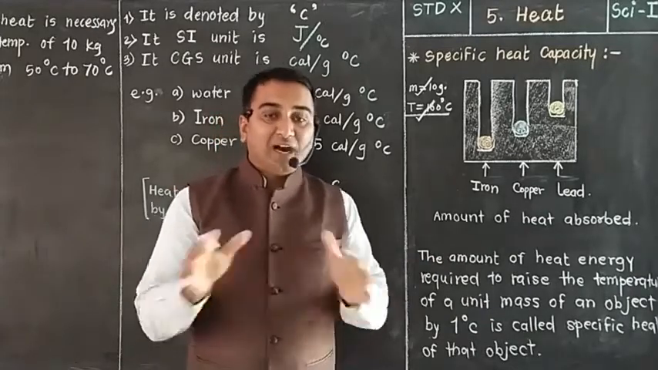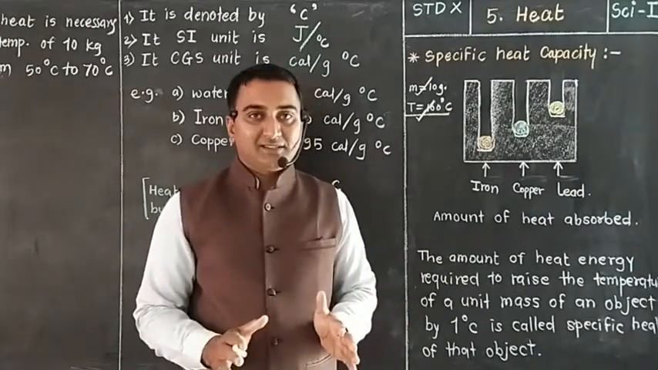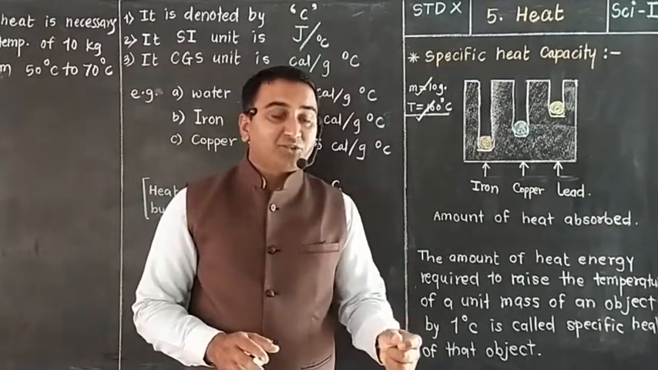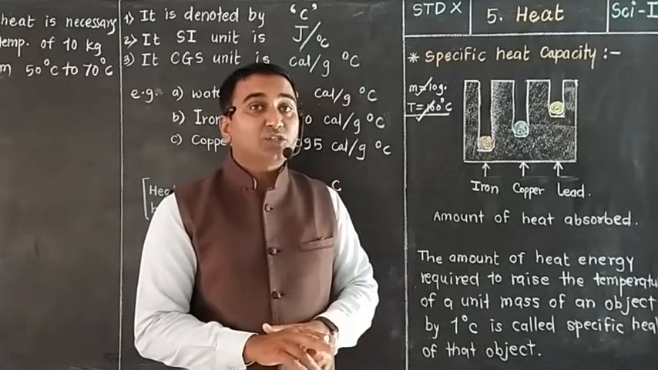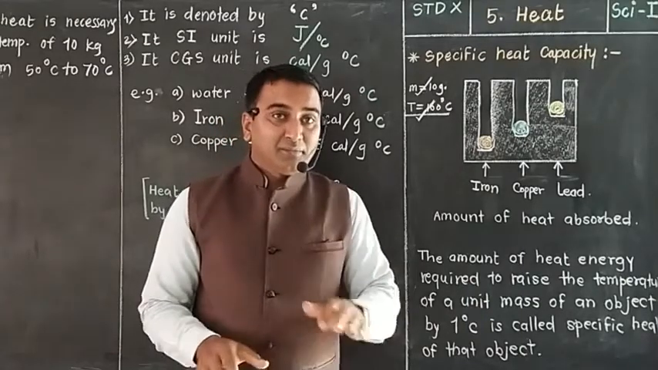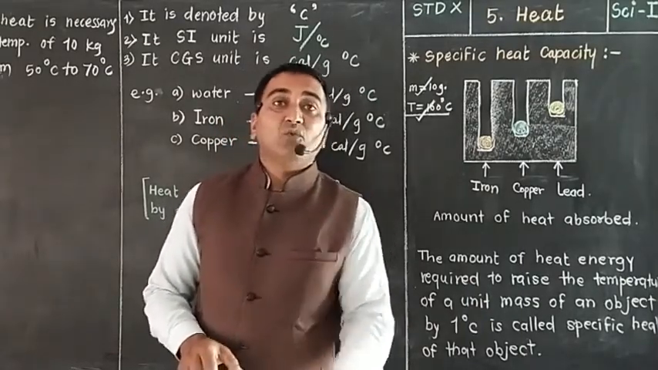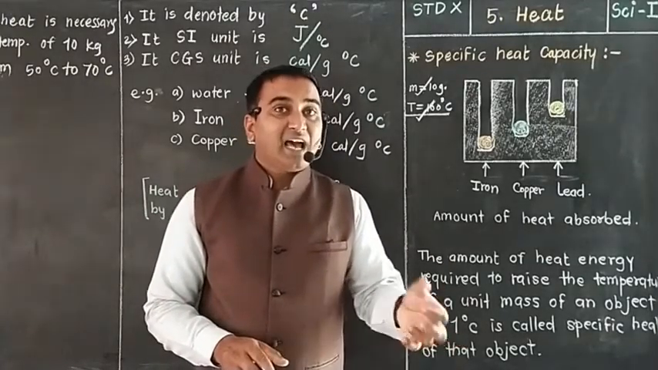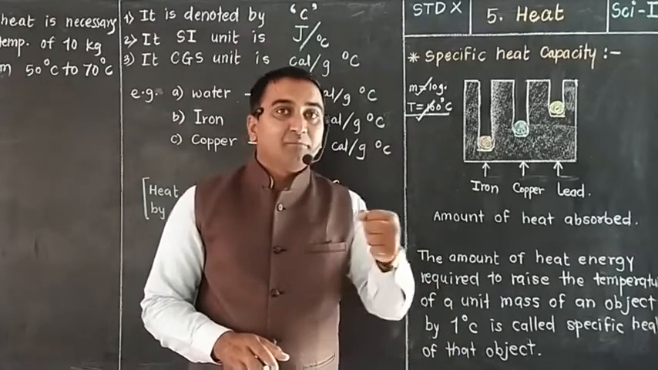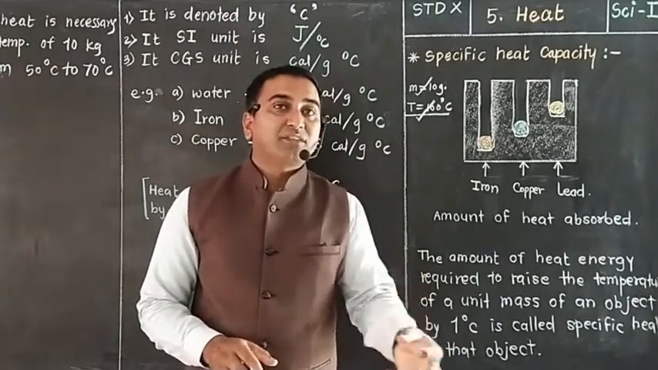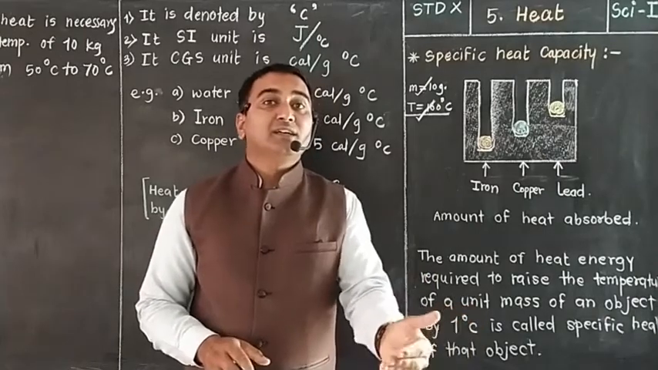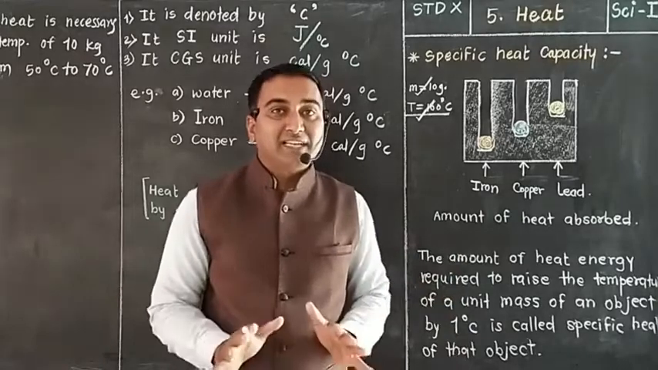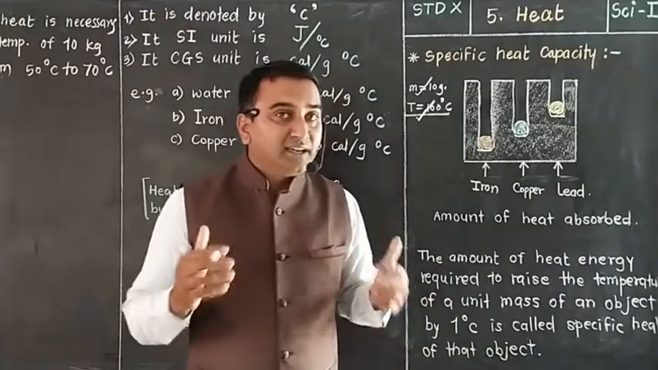Suppose you are sitting in the class, just touch the bench, and then touch the iron part or iron material which we have. What will you feel? You will feel the bench, the wooden part, is a little warmer than the iron part. That means iron has less heat, because we feel it as a little cooler than the wood. That means though the room temperature is the same, heat absorption is different.